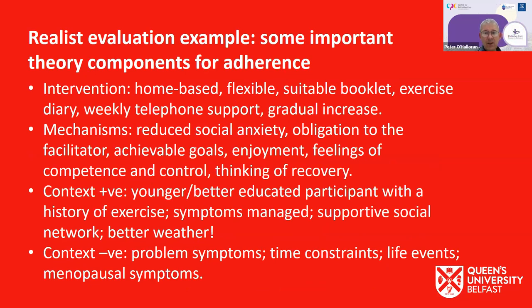So what this showed us was that the intervention should be home-based, it should be flexible. By flexible, we meant people could come on and off it as their ability changed. That it had to have a suitable booklet. This was interesting because we had a booklet with a sort of fit-looking type person in it, and nobody liked that one. They wanted a booklet which looked like them. So we got a very helpful middle-aged colleague to be the model for our booklet. That went down much better. An exercise diary, weekly telephone support, and a gradual increase.